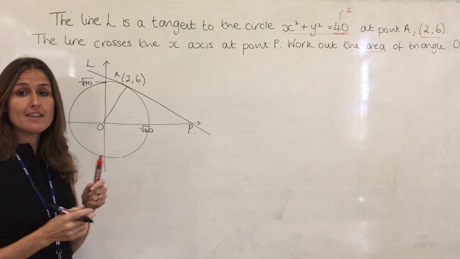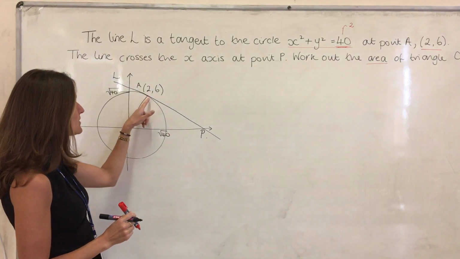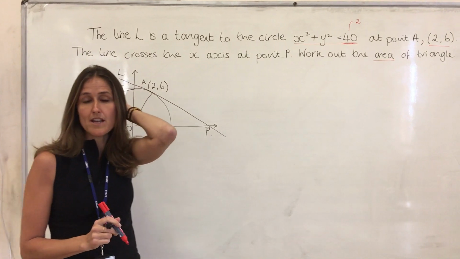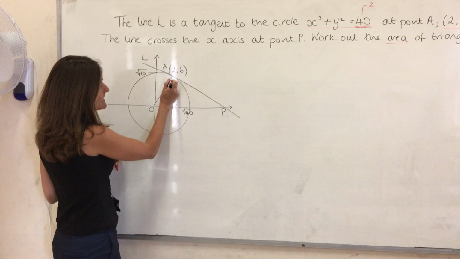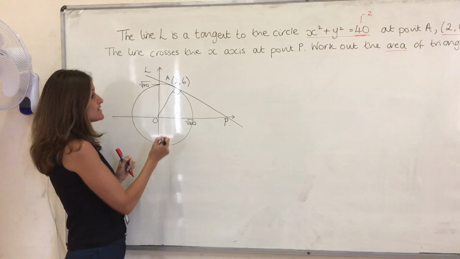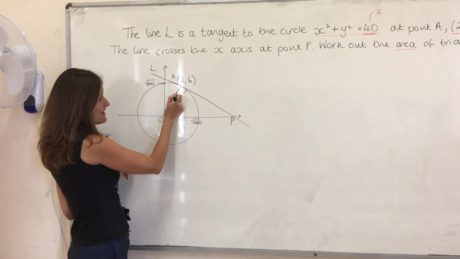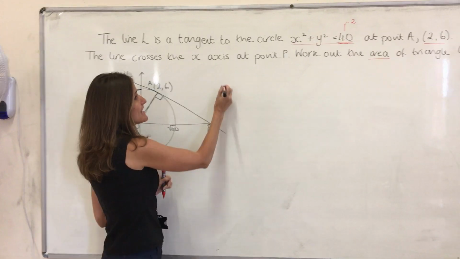To find point P, I need to know what the equation of this line is. So to find the equation of the line, first of all I need the gradient. Now, I've only got one point on it, so I've got to use what I know about tangents of a circle. A tangent of a circle always touches the radius at 90 degrees. So if I can find the gradient of this line here, OA, I can find the gradient of there.